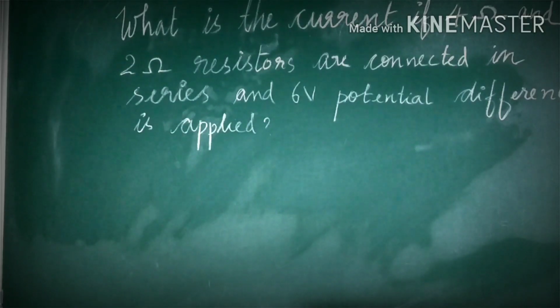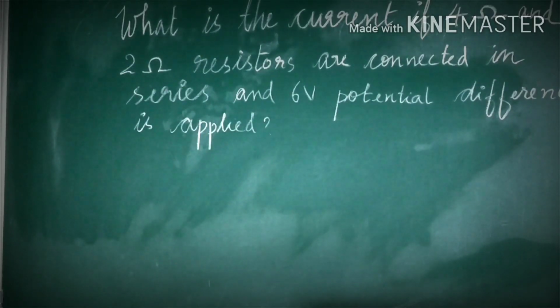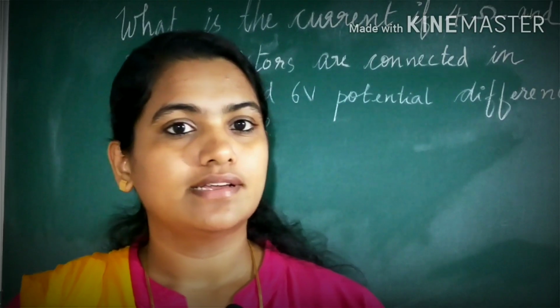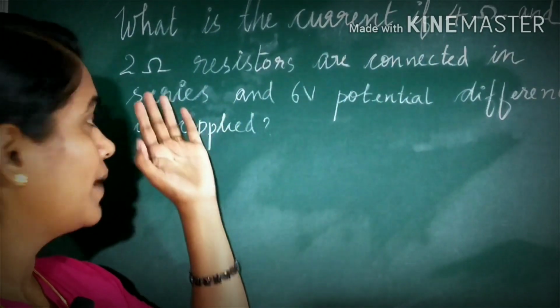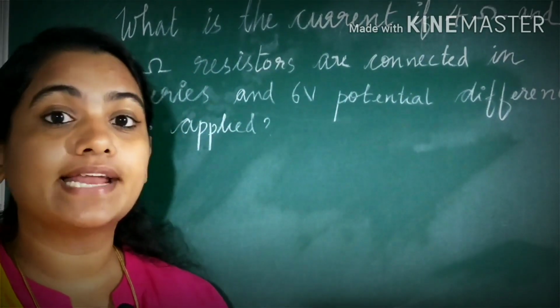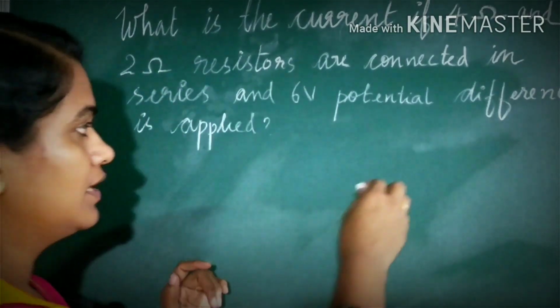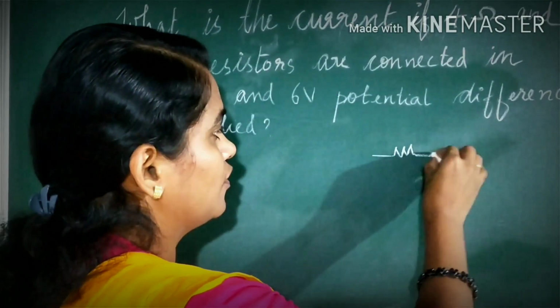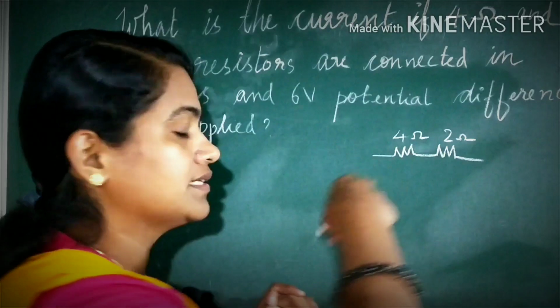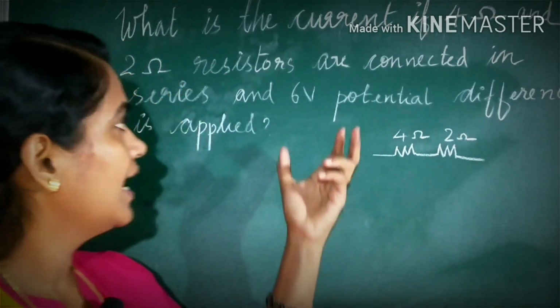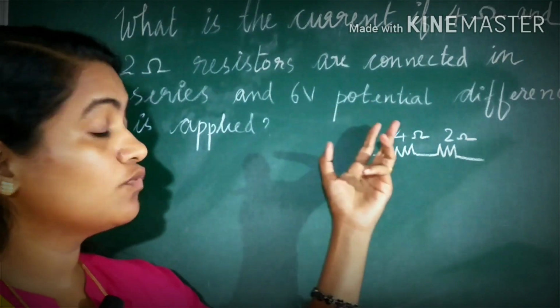Here is the question: what is the current if 4 ohm and 2 ohm resistors are connected in series and a 6 volt potential difference is applied? So in the question it is given that two resistors, 4 ohm and 2 ohm, are connected in series. Let us draw the circuit. A 4 ohm and a 2 ohm resistor connected in series, with a 6 volt potential difference.